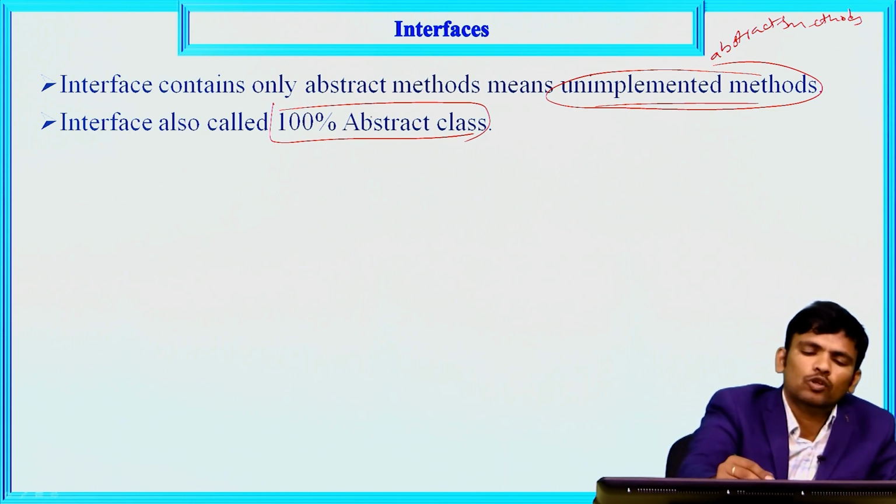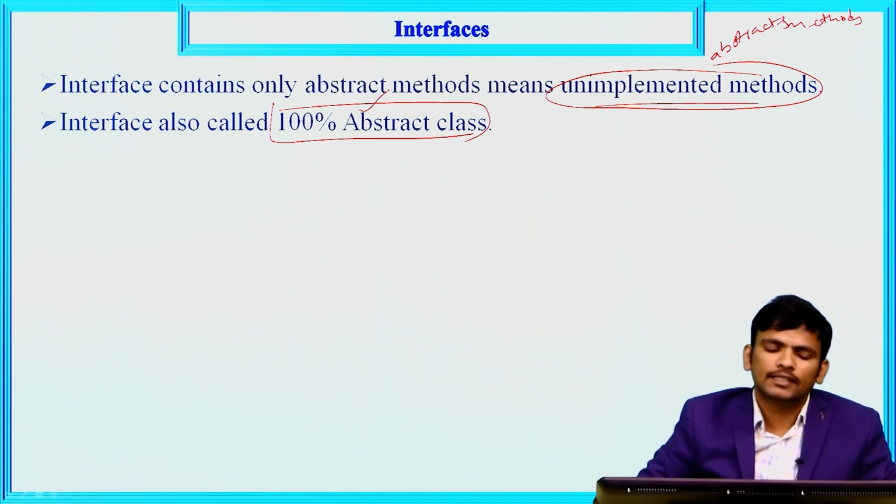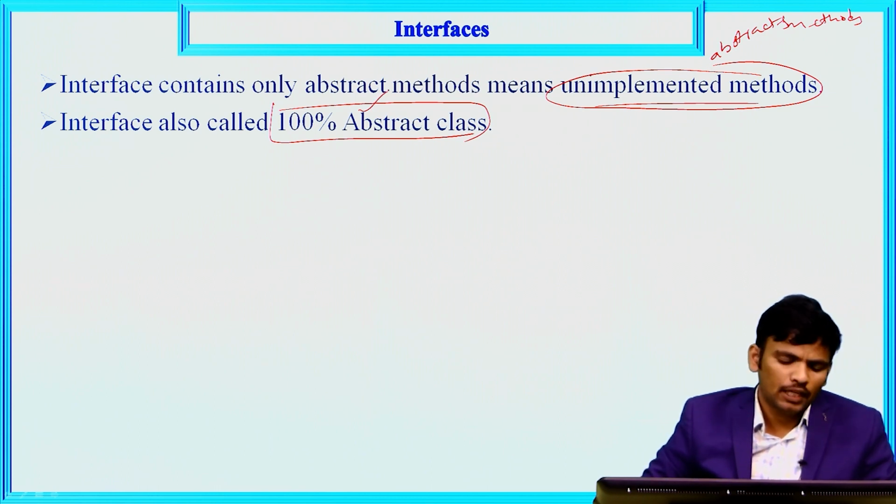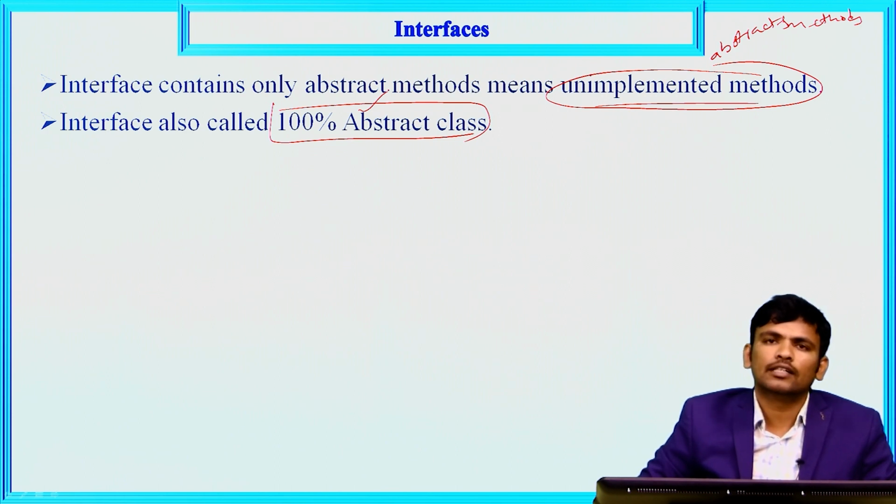So that's why it is called a 100% abstract class. But a normal abstract class is not a 100% abstract class. Why? Because a normal abstract class contains both normal methods as well as abstract methods, but an interface contains only unimplemented methods. So that's why it is a 100% abstract class.